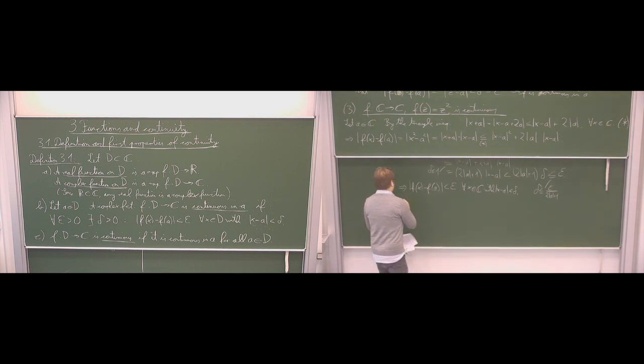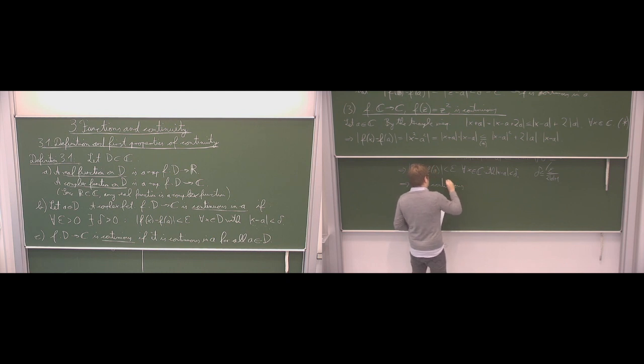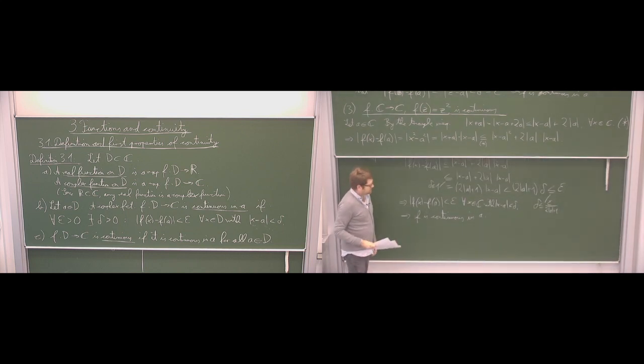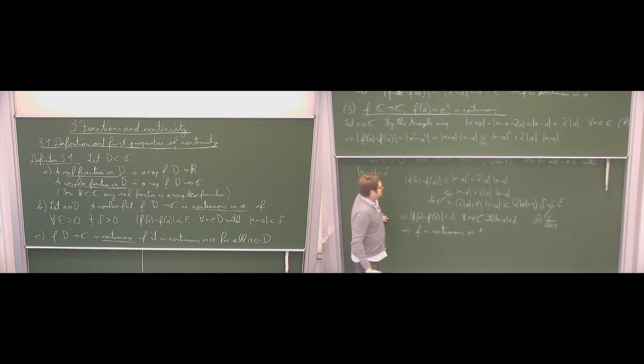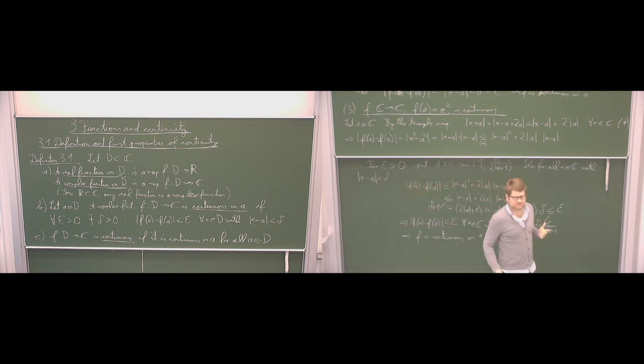So f is continuous in A. Okay, so this was a more complicated example. And as you can see here, this was not that easy. So in general, it's really non-obvious, if you are given an epsilon bigger than 0, how to find a suitable delta.